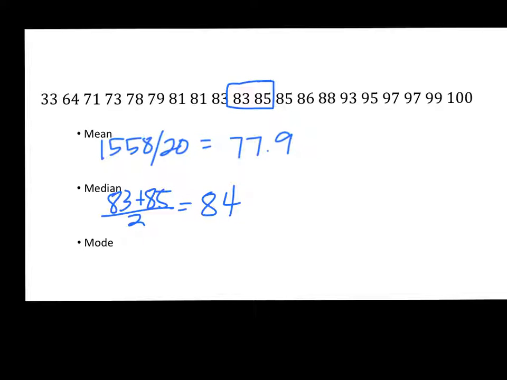The mode, remember, we're looking for the most common number. So I see 81 happens twice, 83 happens twice, 85 happens twice, and 97 happens twice. So we actually have to write down each one of those numbers for the mode. So 81, 83, 85, and 97.